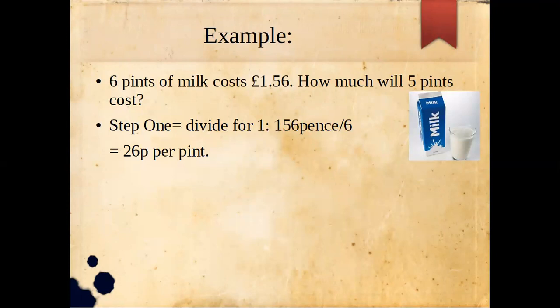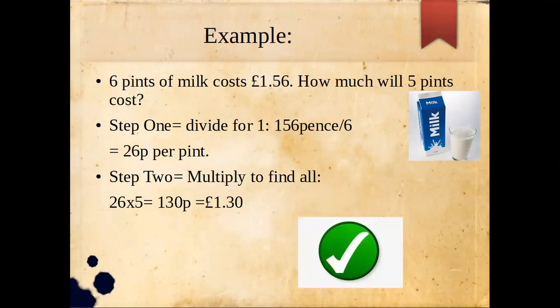And step 2 is multiply to find all. So what we do, 26, and then we times it by 5 because we have 5 pints. Then we get 130 pence, or £1.30. So 5 pints of milk costs £1.30. Okay, and that's example 1.